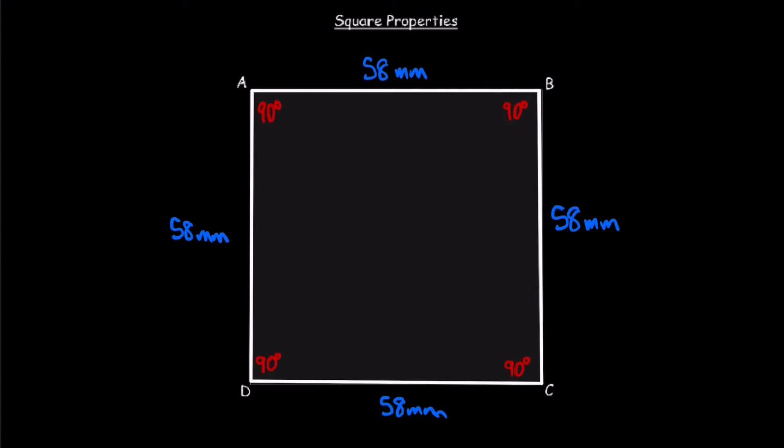Not all rhombuses have four right angles. So basically, you think of the square as a combination of both a rectangle and a rhombus. It has all the properties of both. I'm going to take a second here to draw in the diagonals.